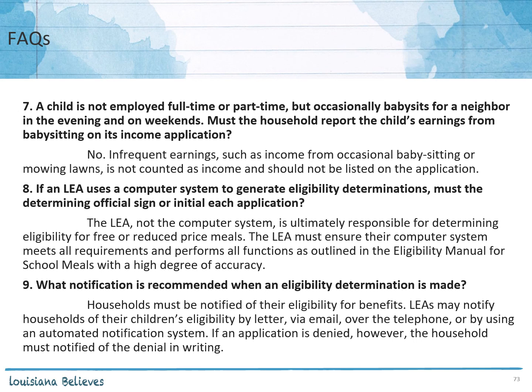Number 8, if an LEA uses a computer system to generate eligibility determinations, must the determining official sign or initial each application? The LEA, not the computer system, is ultimately responsible for determining eligibility for free or reduced price meals. The LEA must ensure their computer system meets all requirements and performs all functions as outlined in the Eligibility Manual for school meals with a high degree of accuracy.